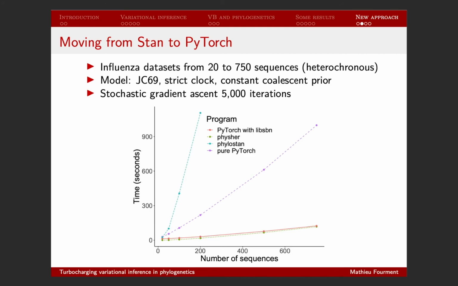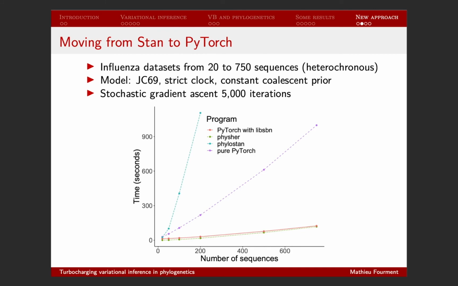Then we've got the PyTorch implementation, what I call pure PyTorch. I'm not using libsbn in the pure PyTorch. It's all written in PyTorch, so it's all Python. And you can see already it's much faster than phylostan. Which is a good start. But then when we use PyTorch with the libsbn library, you can see it's a lot faster again. And that's the red line. And importantly, it's getting very, very close to physher. Physher is the C implementation, everything coded by hand, the gradient analytically derived by hand. So you can see it's getting very close. That's a very good sign.